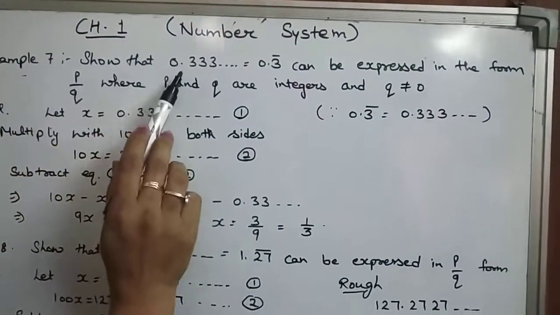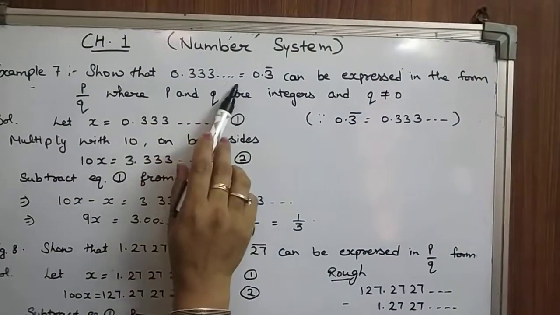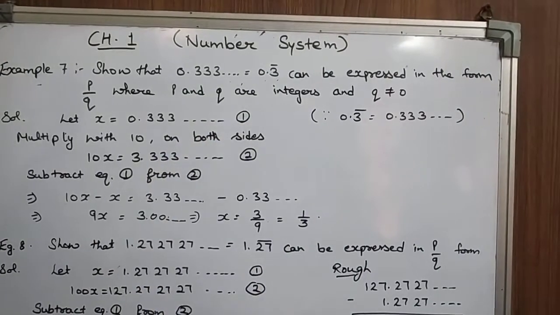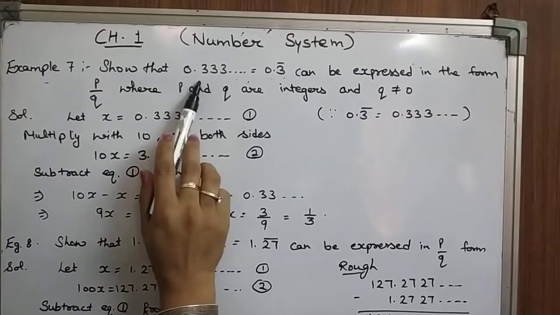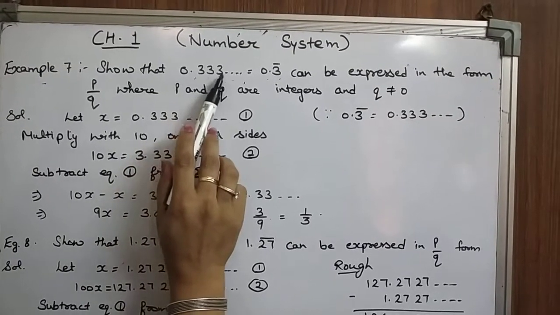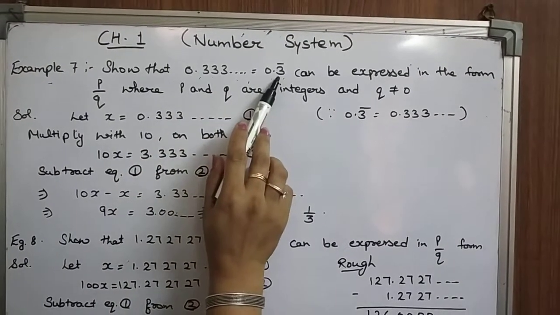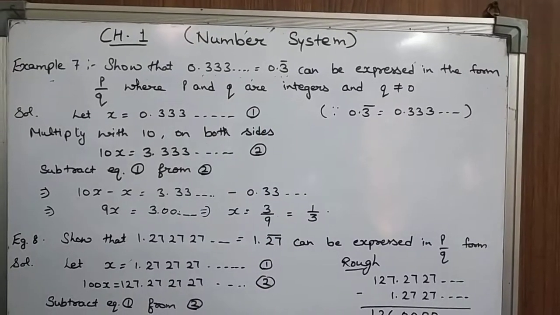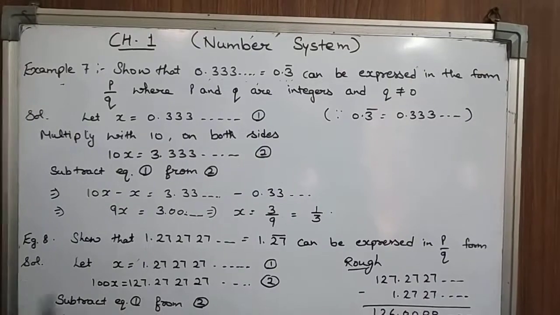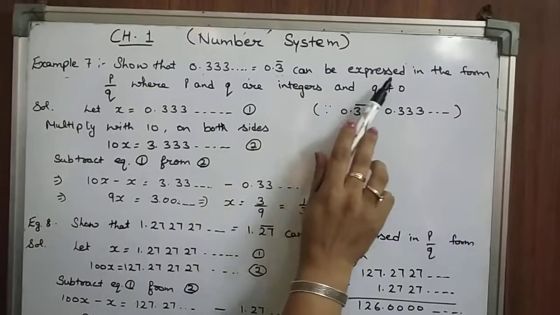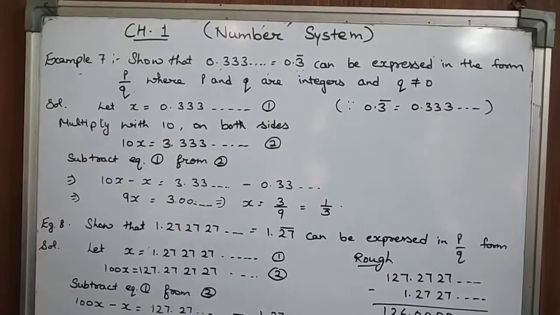Show that 0.333 and so on is equal to 0.3 bar. I hope I have already made it clear that if any digit is repeating, then on that digit we use this bar sign. So we have to show that it can be expressed in the form P upon Q.